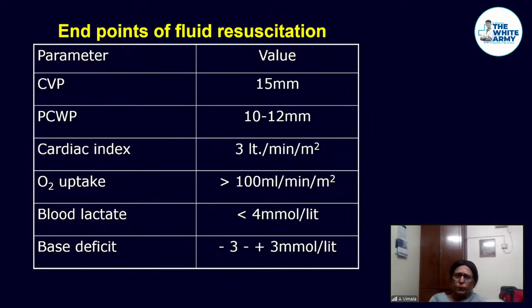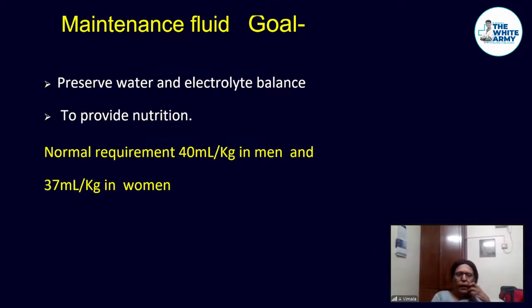So practically, we no longer measure the CVP and PCWP. You can look at the cardiac index. You can look at the difference between the central venous oxygen and the arterial oximetry. You can measure the lactate and the base deficit. If these values are achieved, you can think your resuscitation is complete. So having completed the resuscitation, you have to write the routine maintenance fluid.